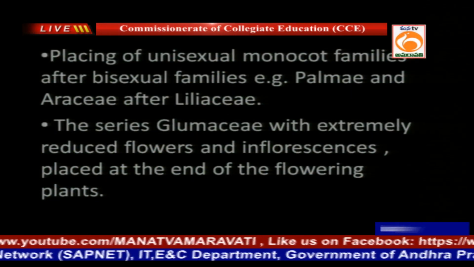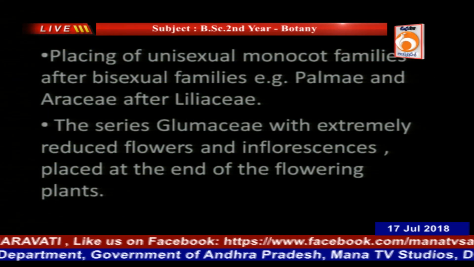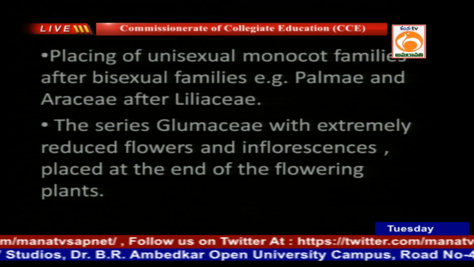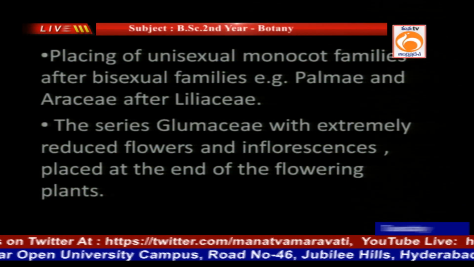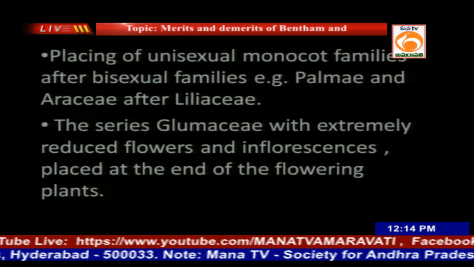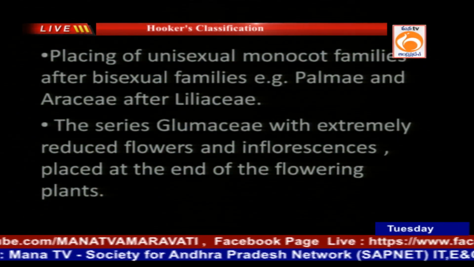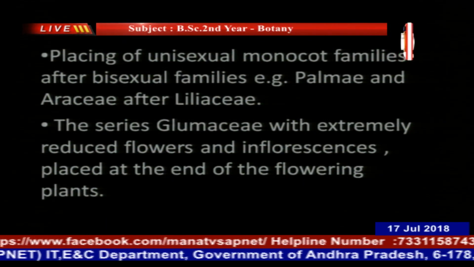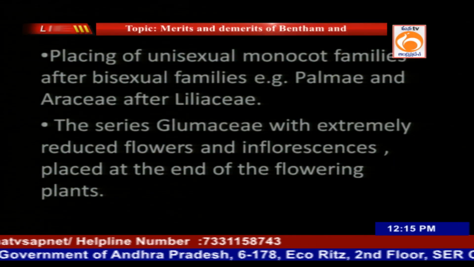Even the placing of the unisexual monocot families after bisexual families. For example, Palmae and Ericaceae after Liliaceae, that is Palmae, the coconut family, and Ericaceae, another family, which were kept after Liliaceae. So, these unisexual families are kept after bisexual families. The series Glumaceae, with extremely reduced flowers and inflorescence, is placed at the end of the flowering plants. This Glumaceae contains the Poaceae family, which is placed at the end of the classification, and is also justifiable.